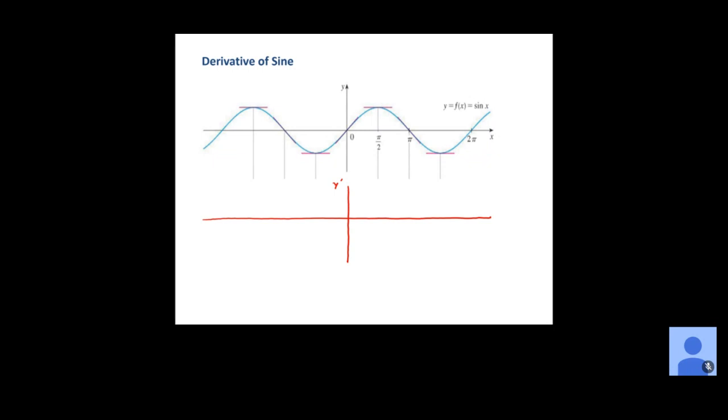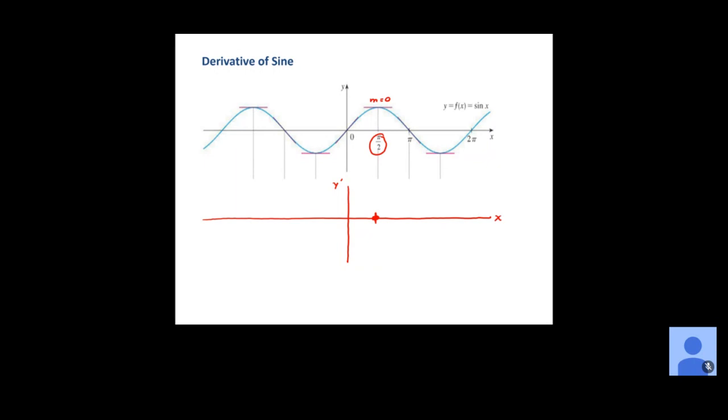Okay, so be careful here, right? Because at pi, it doesn't look like we have a horizontal tangent at that point, right? So where would we actually have a tangent that's horizontal? Pi over 2, right? So notice here at pi over 2, this slope right here should be 0, which means our derivative at that point is going to be 0. It's going to be right on the x-axis.